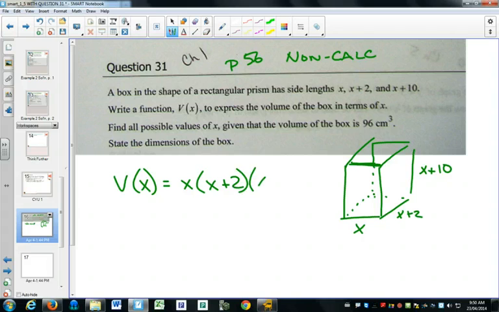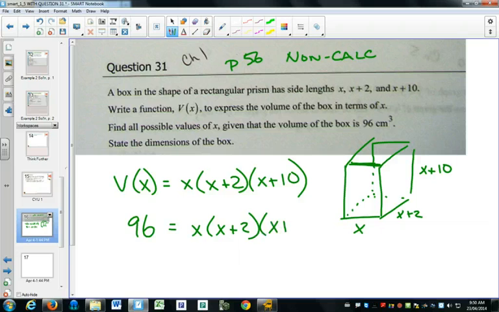That was worth 1 of the 5 marks when this question was given on the exam. Then it says find all possible values of x given that the volume of the box is 96. Now, this question was a non-calculator question as well. So here we go. We've got 96 here as the volume, and x times x plus 2 times x plus 10.